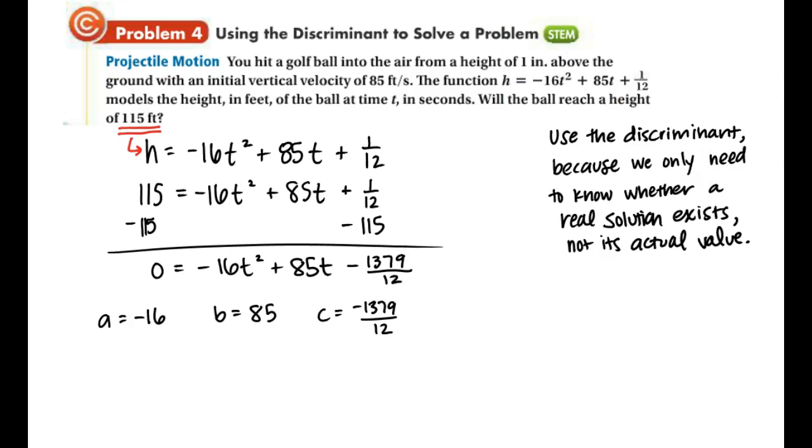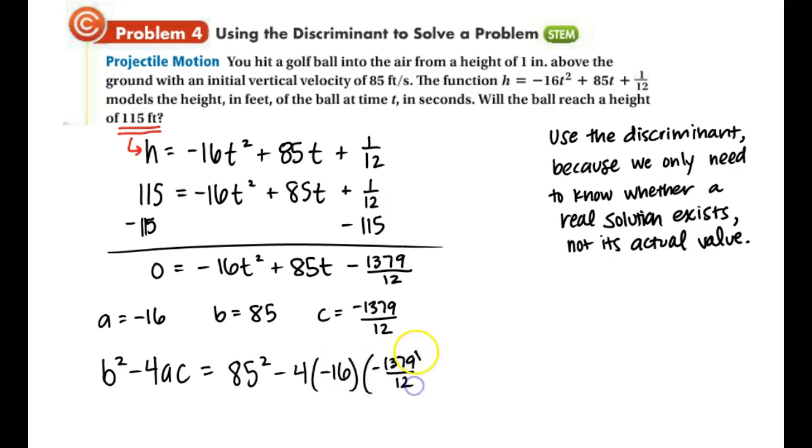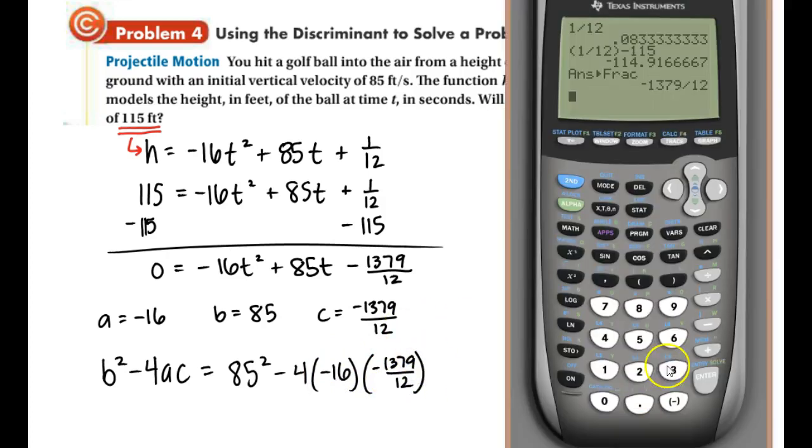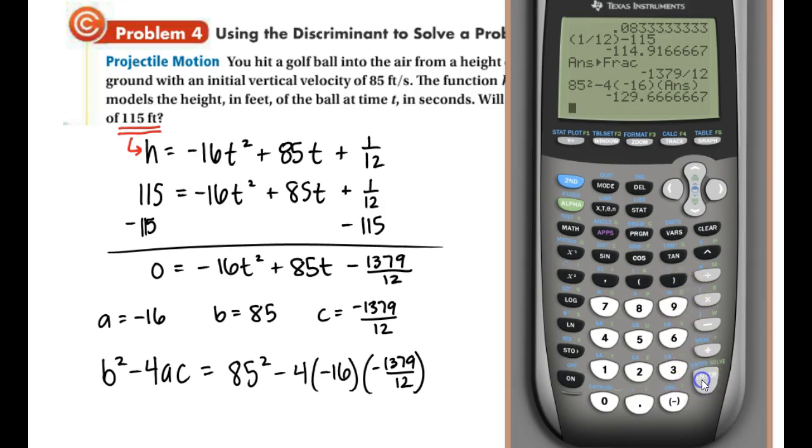So now that I identified my a, b, and c values, I can easily substitute these values in for the discriminant expression. So that means we're taking 85 and we're squaring it and subtracting 4 times negative 16 times negative 1,379 over 12. Now let's go to our calculator to figure out what that equals. And to paste this fraction, we can actually just do second answer here, so we don't have to retype the fraction. Let's see what it equals.